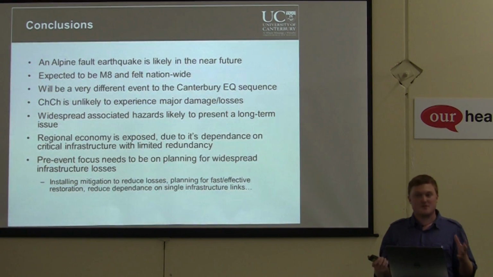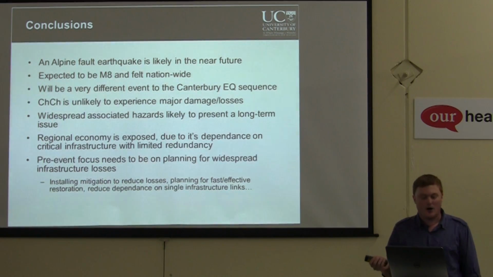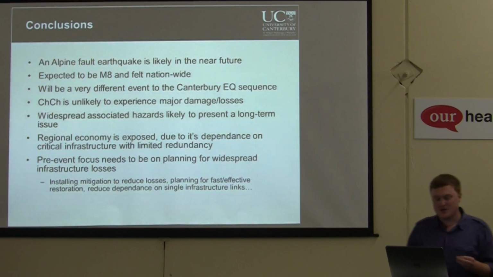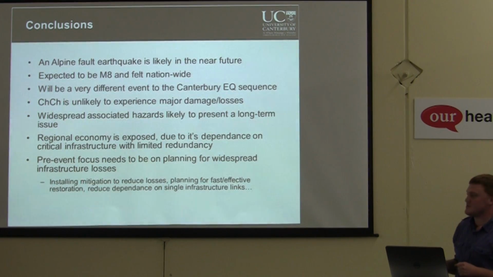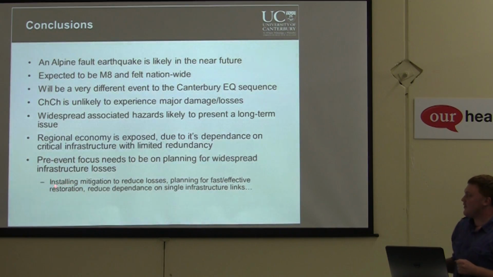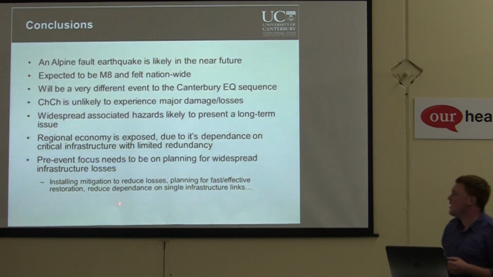Christchurch is unlikely to experience those massive losses and those big building damages. But widespread associated hazards, landsliding and that up in the Alps will present a long-term issue, and it has the promise to put our regional economy at quite high exposure. And so our pre-event focus, when we're talking about this event from our point of view over here in Christchurch, is we need to be focusing on planning for widespread infrastructure losses and for how our economy can deal with those in the long term. Particularly, and whether that involves installing mitigation to perhaps reduce those losses, maybe even in fact planning for fast and effective response to clear those up in even quicker times, reducing our dependency on these infrastructure links.